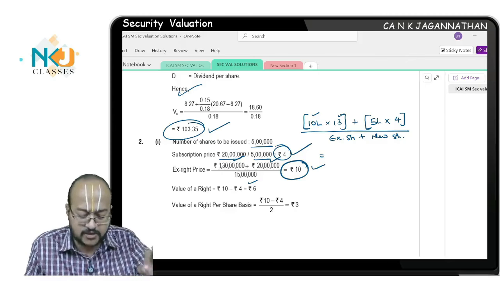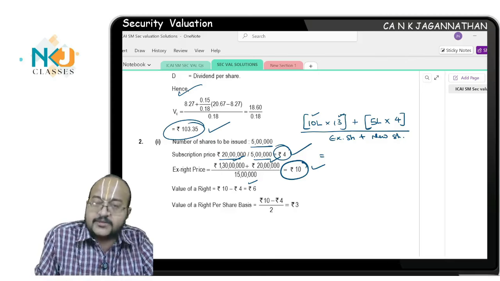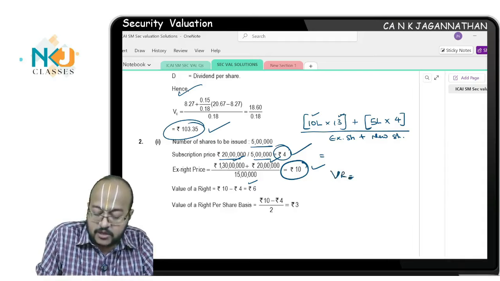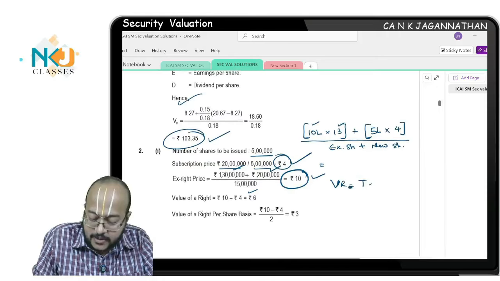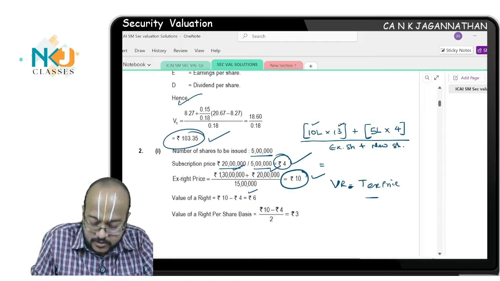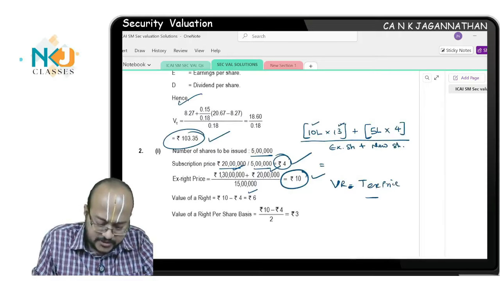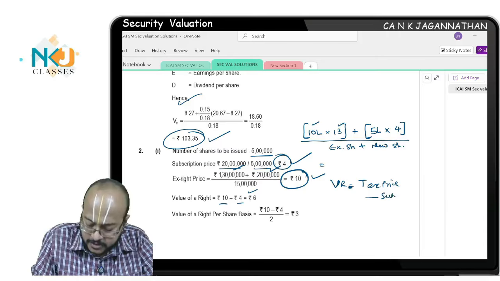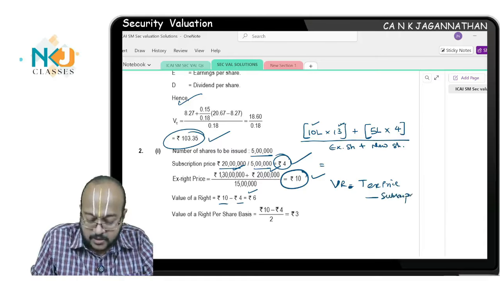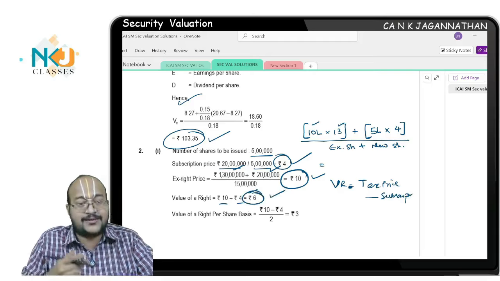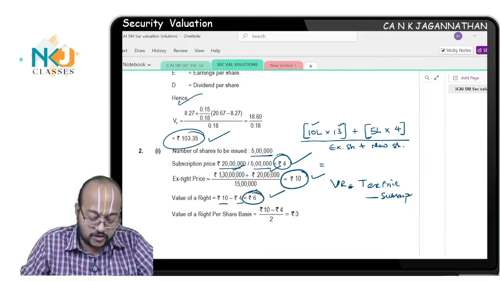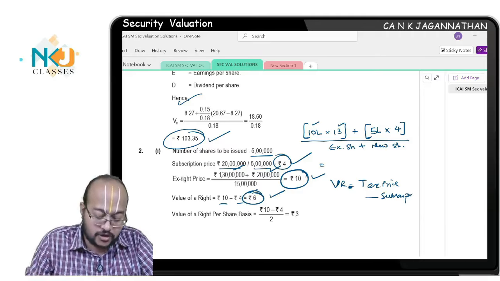What is the value of right? Very simple. Value of right is nothing but the theoretical ex-rights price minus the subscription price. 6 rupees is the value of right, the value which you are enjoying, the extra benefit you are enjoying through this rights issue.